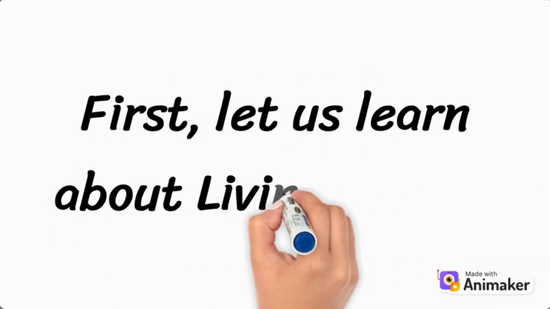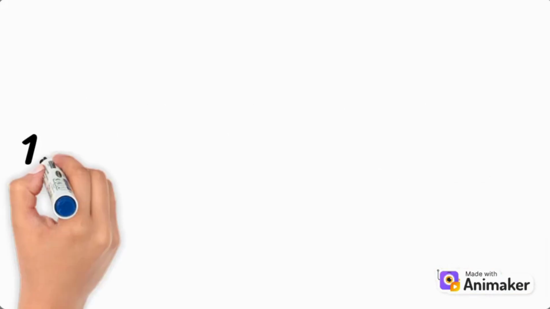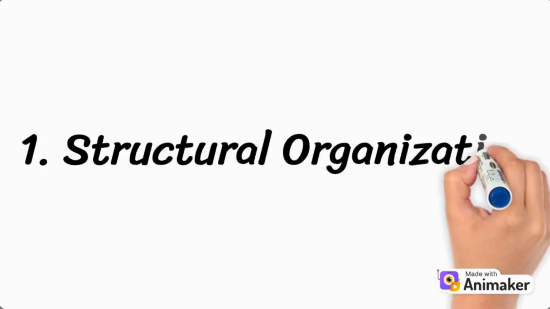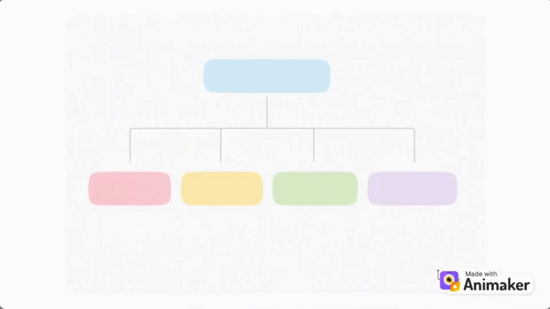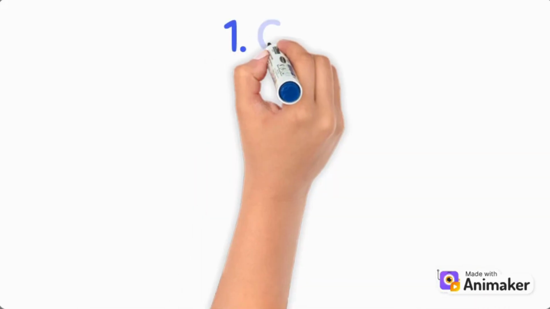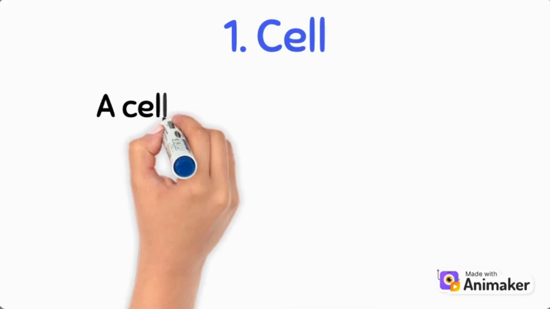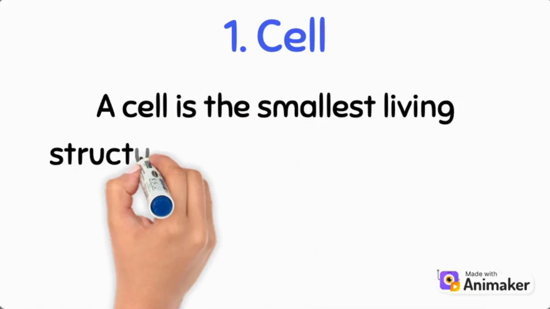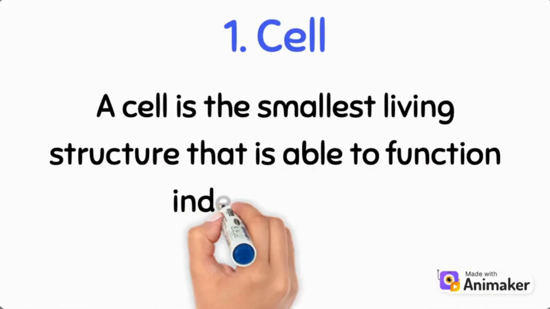First, let us learn about living things. Structural organization. It is divided into 4 parts: cells, tissues, organs and organ systems. Let us learn about them. Cell. A cell is the smallest living structure that is able to function independently.